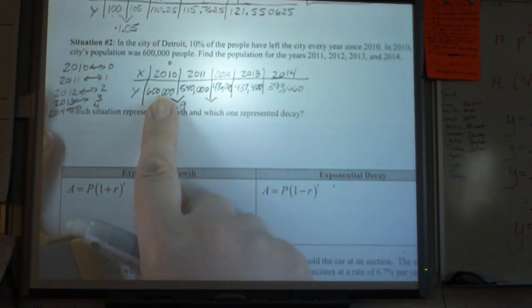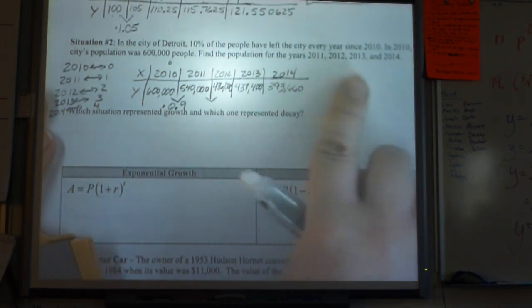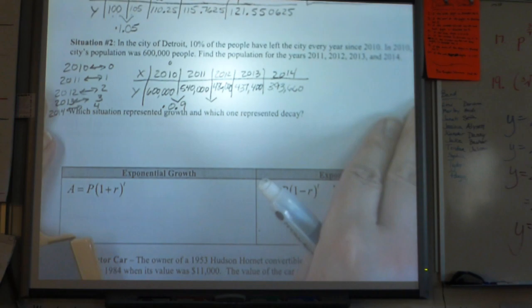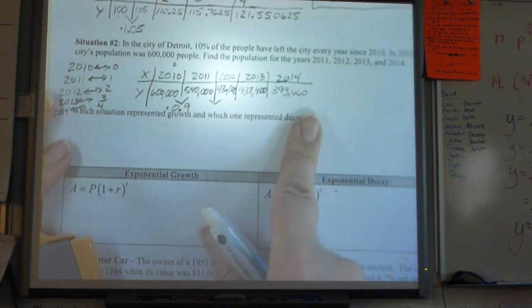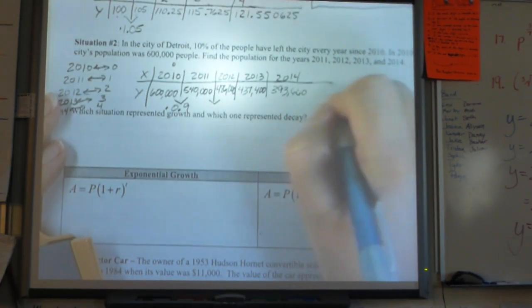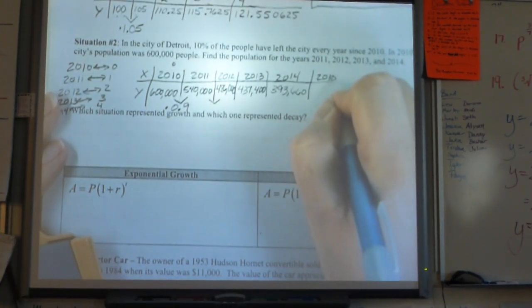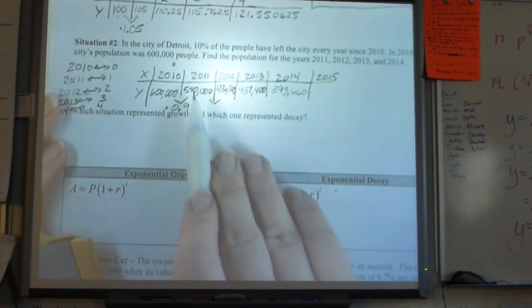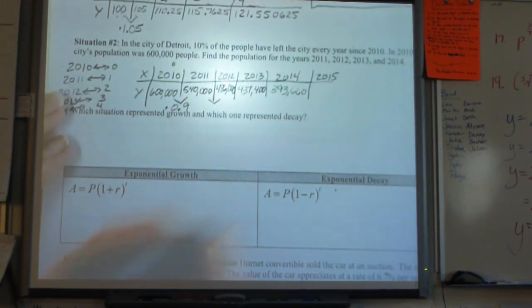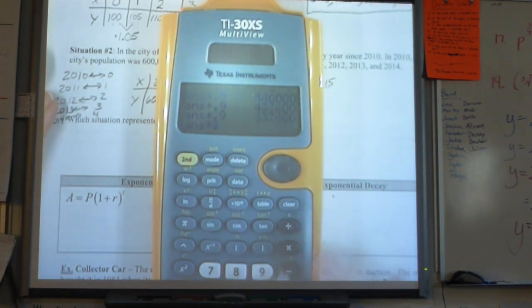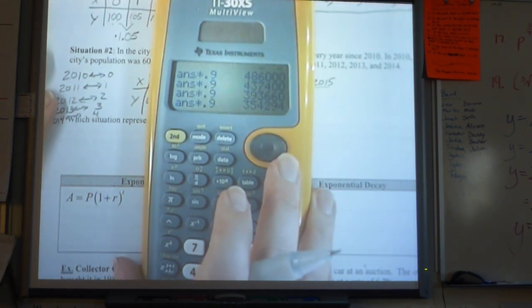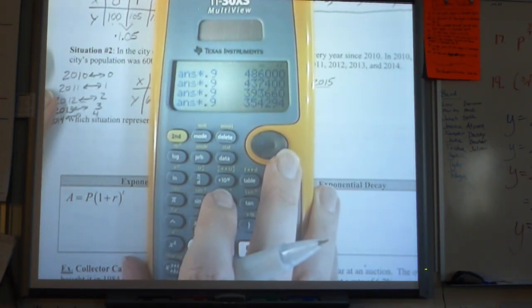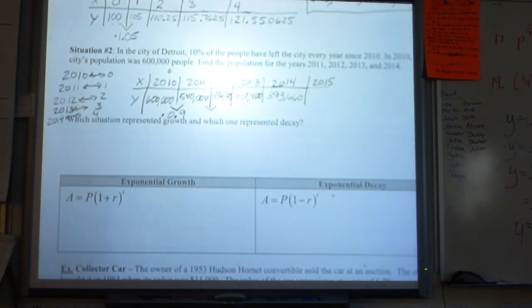So if we started with 600,000 people, but we're losing 10% per year, after just 4 years, we're down to 393,000, okay? Let's see what will happen in one more year. So 1 year later, so just after 5 years, we will have 354,294 people. So it's rapidly decreasing.